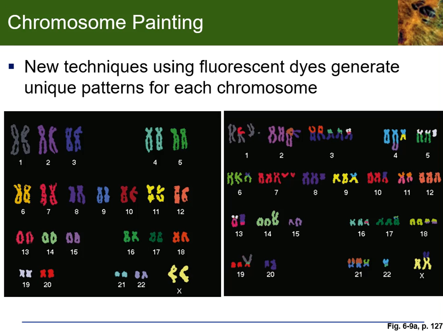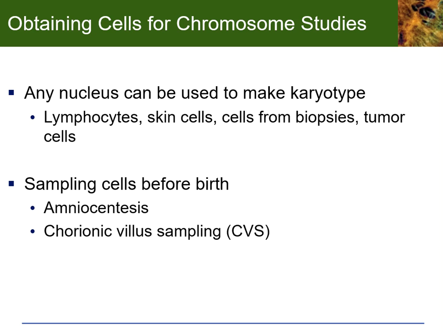And chromosome painting is a newer technique using fluorescent dyes to generate unique patterns for each chromosome. Any nucleus can be used to make a karyotype. Lymphocytes, skin cells, cells from biopsies, and tumor cells are examples. And for sampling cells before birth, there are 2 major processes that are utilized: amniocentesis and chorionic villus sampling, also known as CVS.